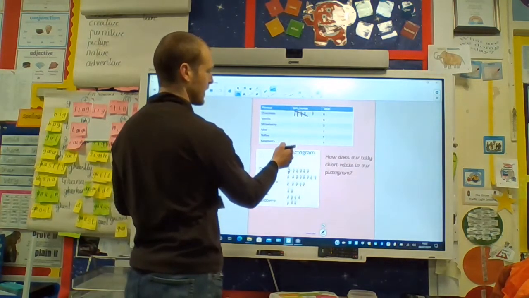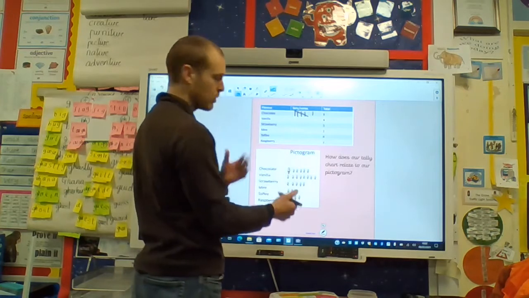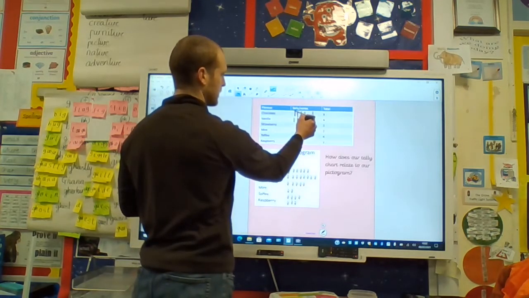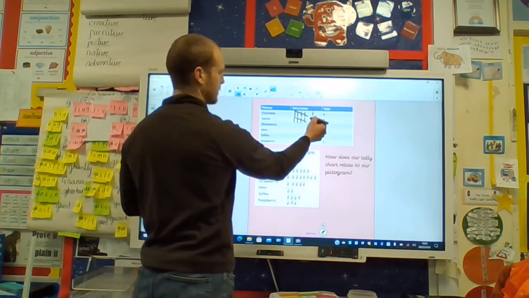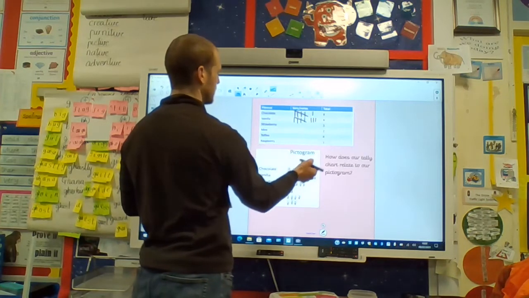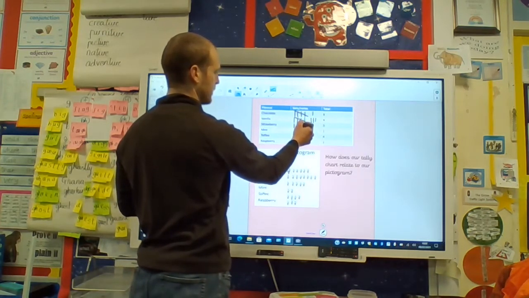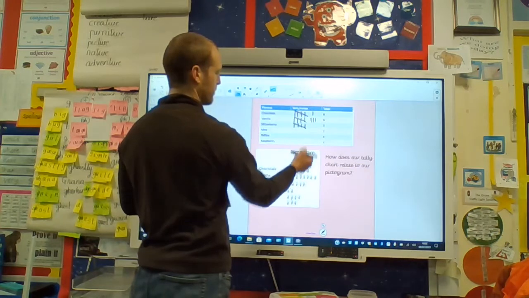Vanilla is 8, so that's 5 and 3 more. So we can do our 5-bar gate, and then we're going to count on 3. 1, 2, 3. Strawberry is just 5. So just a 5-bar gate.